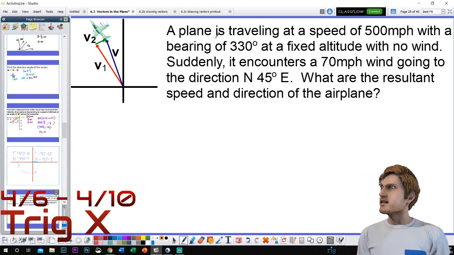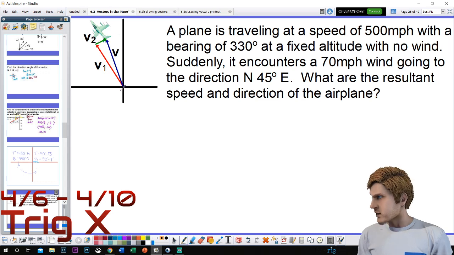Alright, this plane is traveling at a speed of 500 miles per hour. That would be the red vector there, at a bearing of 330 degrees, at a fixed altitude, no wind. Suddenly it encounters this green vector, which is the wind, blowing 70 miles per hour. It was going north 45 degrees east. So that would be that vector.